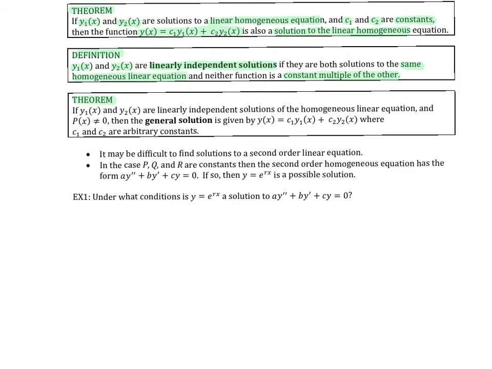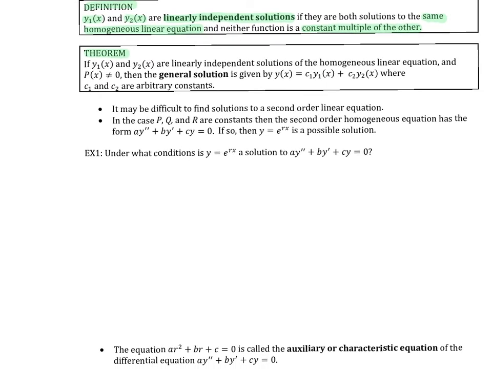Okay, so we have this other theorem, and it says if you happen to have two solutions that are linearly independent, so this theorem follows from that previous definition, and your p of x is not equal to 0, so going back to the general form, remember p of x is the coefficient on your second derivative. So as long as that's not equal to 0, then your general solution to your differential equation is given by this function, which is simply y of x that we looked at in the definition, where we take our two solutions, they could be multiplied by some constant, and we simply add them together.